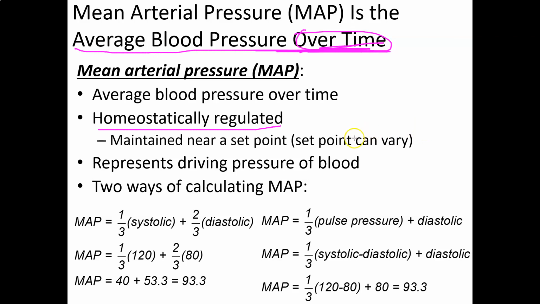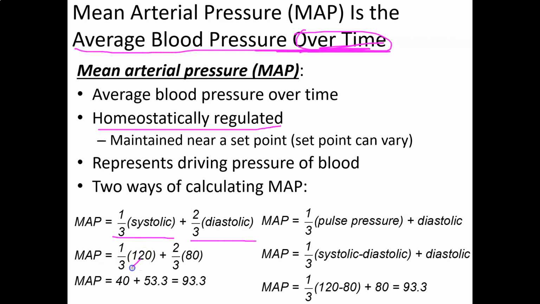So there's a number of different ways of calculating it. There's two ways if we have the actual blood pressure measurement. One way to do it, since it's the over time, is the heart spends about 1/3 of the time in systole at rest and about 2/3 of the time in diastole at rest. So if we take 1/3 of the systolic pressure and add it to 2/3 of the diastolic pressure, then we can calculate our mean arterial pressure.